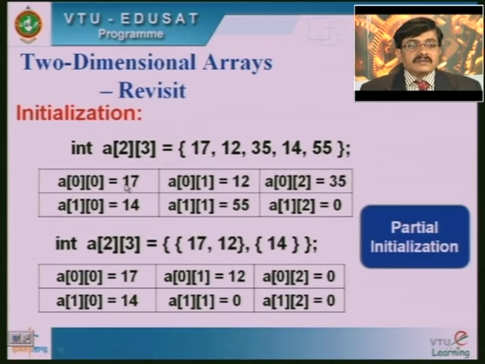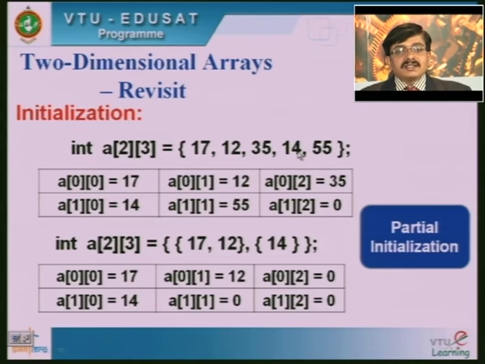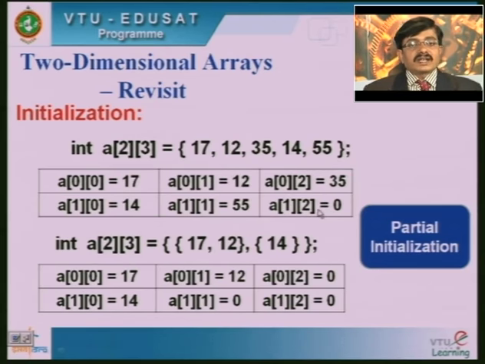So here a of 0 0 is 17, 0 1 is 12, 0 2 is 35. Then the next element will go to the first row, that is a of 1 0 is 14, then a of 1 1 is 55. The next elements are not there. Since it is partially initialized, the remaining elements will take the value 0. So the first row, second column element, that is the last element from the user's point of view, is taken as 0 here.